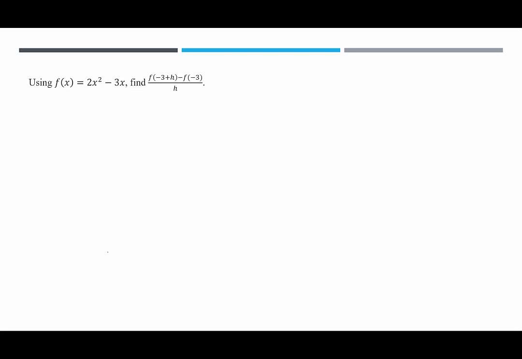So the first thing we're going to do, and this is going to be the scariest part, is we're going to evaluate f for negative 3 plus h. Then we'll evaluate f of negative 3. We'll put it all together in a numerator and divide by h and see where we end up.